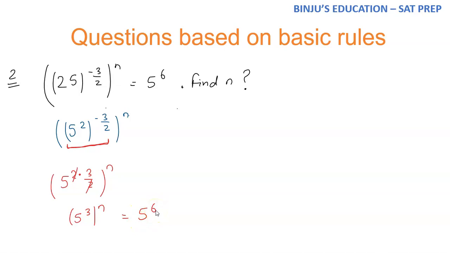Again, you can use that property (a to the power m) whole to the power n, that is a to the power m into n. So 5 to the power 3n is equal to 5 to the power 6. You have the same bases, compare the powers, so your n will simply become 2, and that's your answer. So again, simply using the properties, nothing else. All right, let's move on to the third one now.